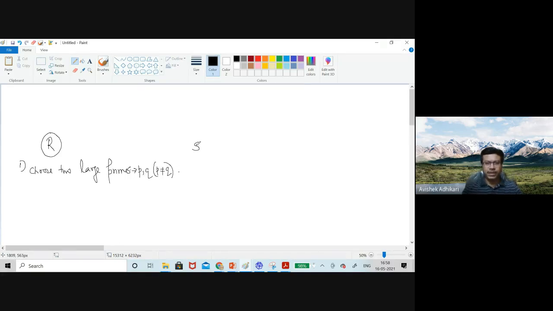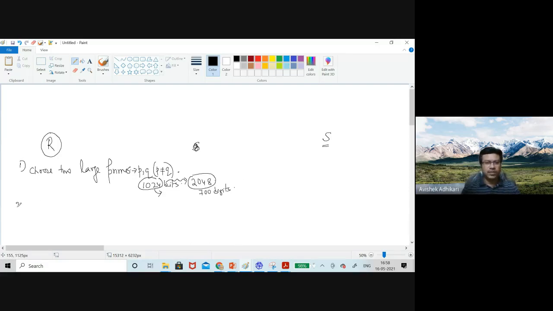Practically speaking, they should be large enough. Usually for practical purposes, they should be around 1024 bits, meaning around 300 digits. For practical purposes nowadays, these bits are also quite less. Now it is recommended to use around 2048 bits, so maybe around 700 digits. The question is, how do I get this prime? In this course, we will describe all those things in detail.